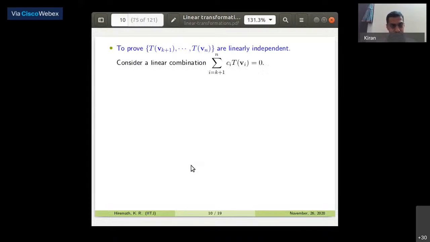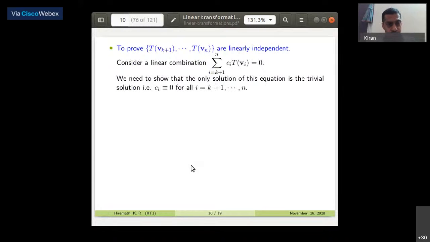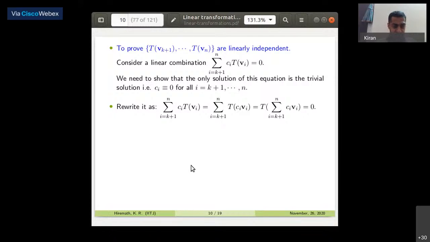So take the linear combination of these n minus k elements. And we need to show that the only solution of this linear combination is the trivial solution. This is the basic definition. So we are playing with the basic definition here. In this case, the game is going in the reverse way. So we start with this, take the constant inside, take the action, take the summation inside. And then all of this is equal to 0.